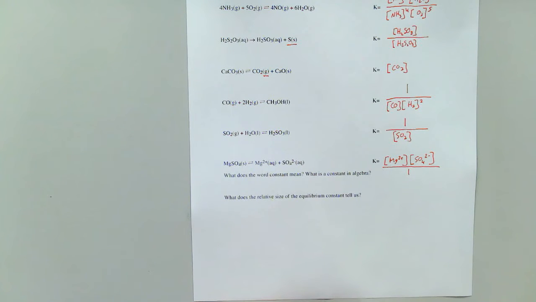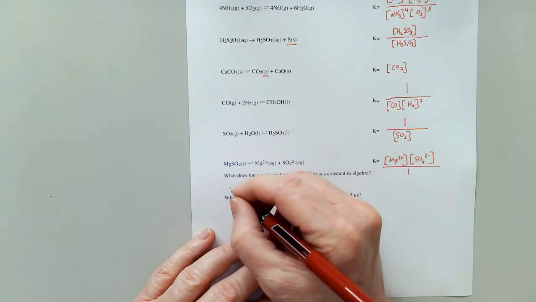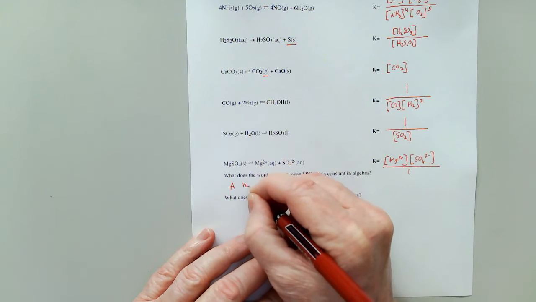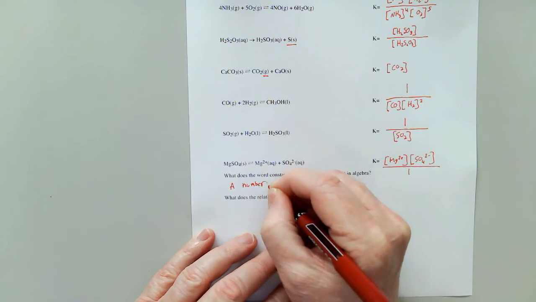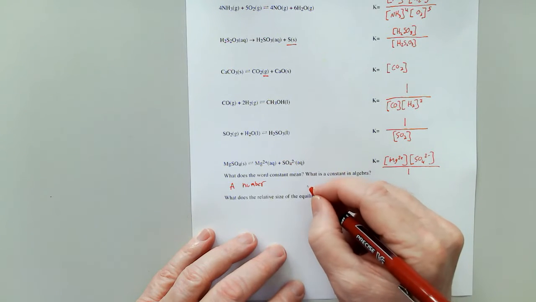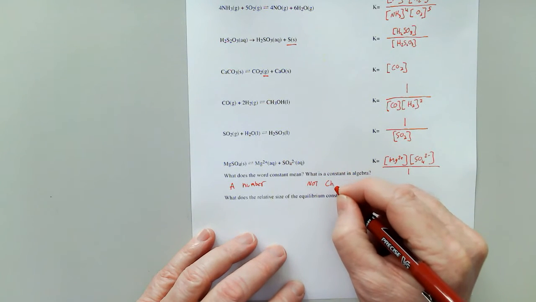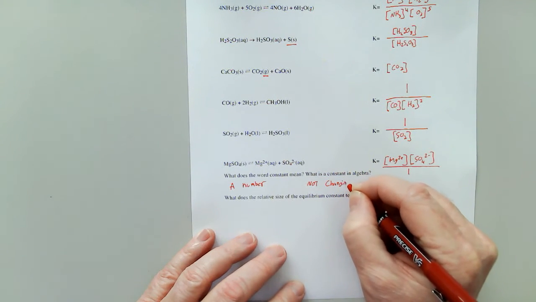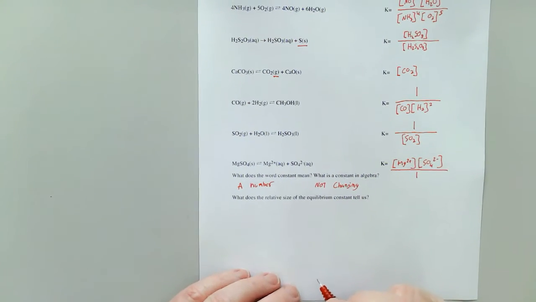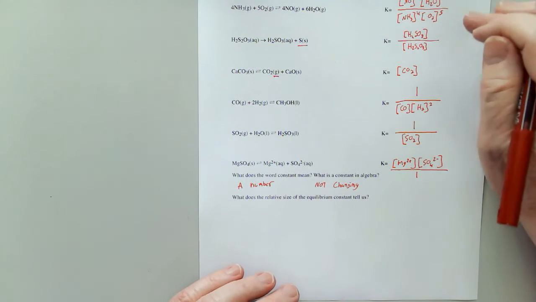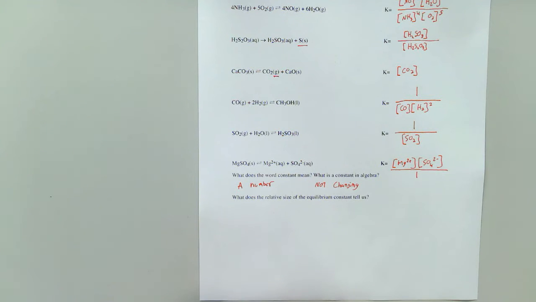Okay, so what does the word constant mean? Constant's a number. And a constant in algebra, that's not changing. It's a number that stays the same. So the numeric values for these would stay the same. I think it's worth pointing out that it's also dependent upon temperature. They can change with temperature changes.